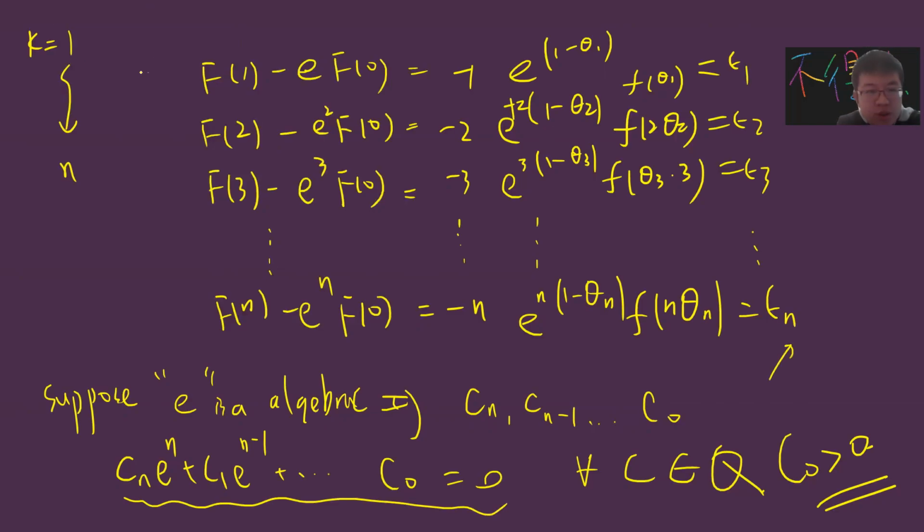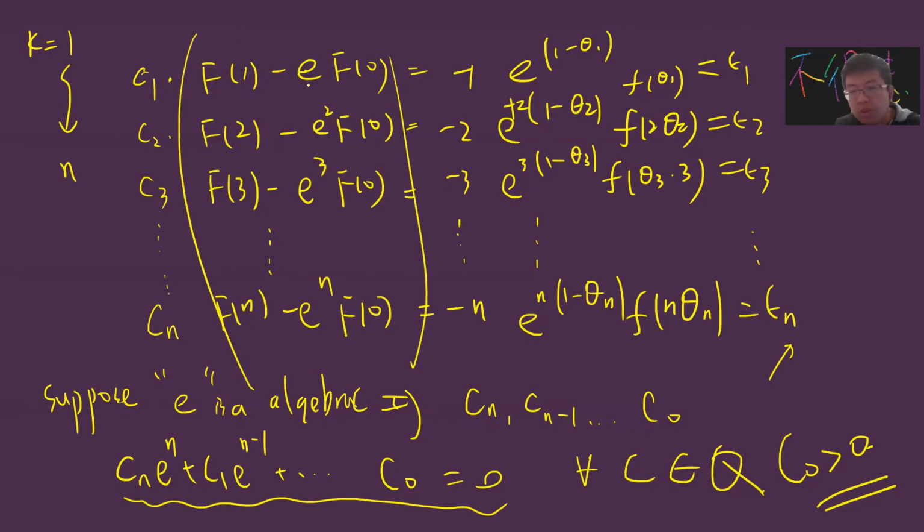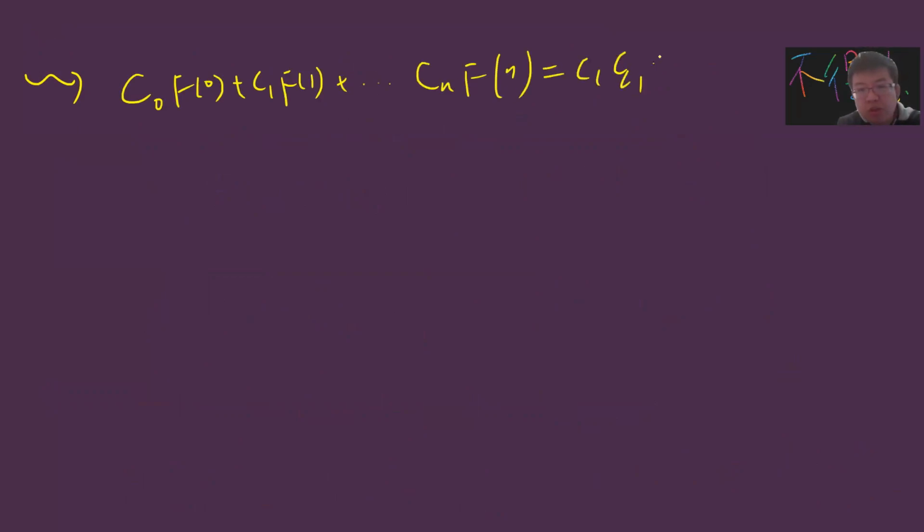The connection looks very tricky. So let's say you multiply this equation by c 1, and the next by c 2, and c 3, up to c n. Then you will see that this gives you minus c 1, minus c 2, minus c 3, up to minus c n. You can combine all these, then it becomes 0. So finally you will arrive at the following: c 0 F of 0, c 1 F of 1, up to c n F of n gives you c 1 epsilon 1, c 2 epsilon 2, up to c n epsilon n. Okay, so this is our step 2.